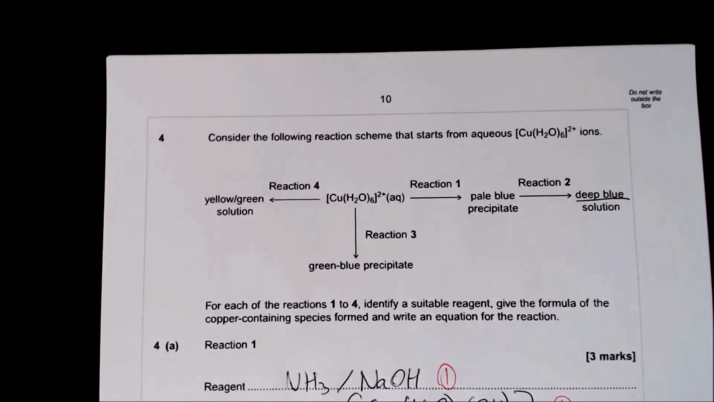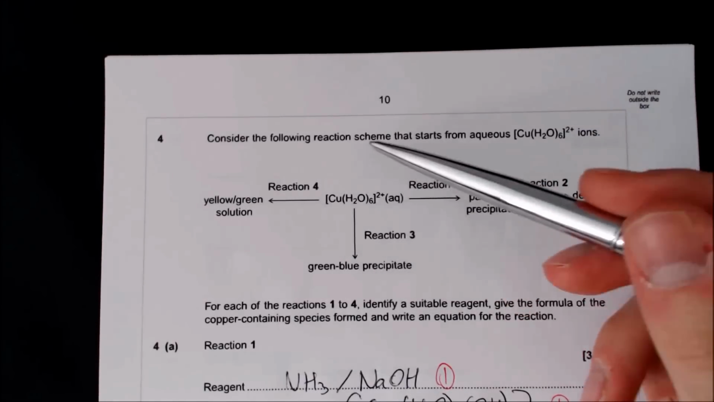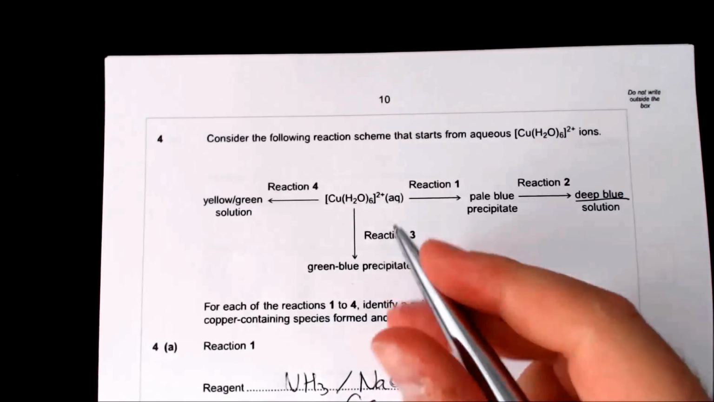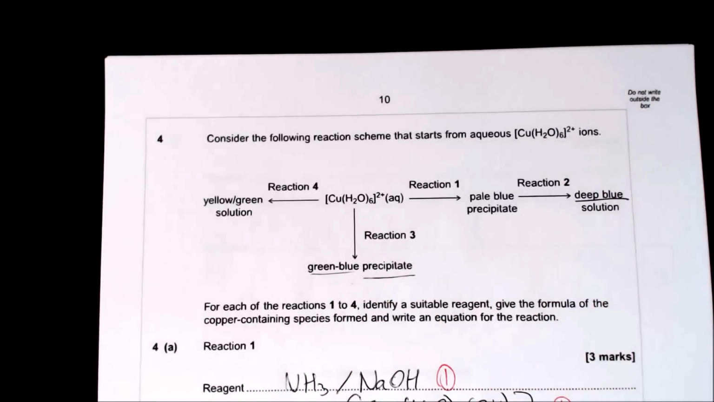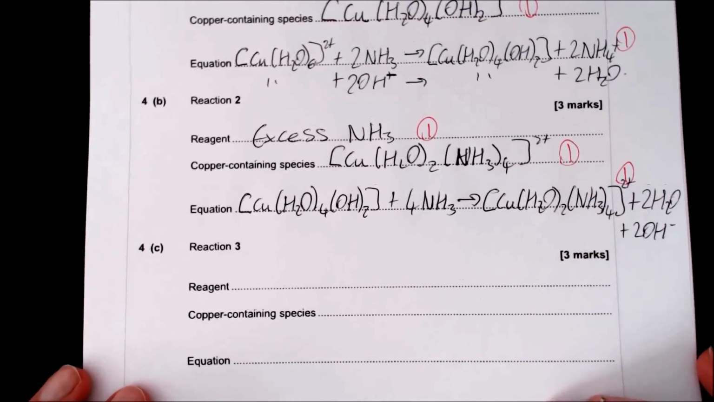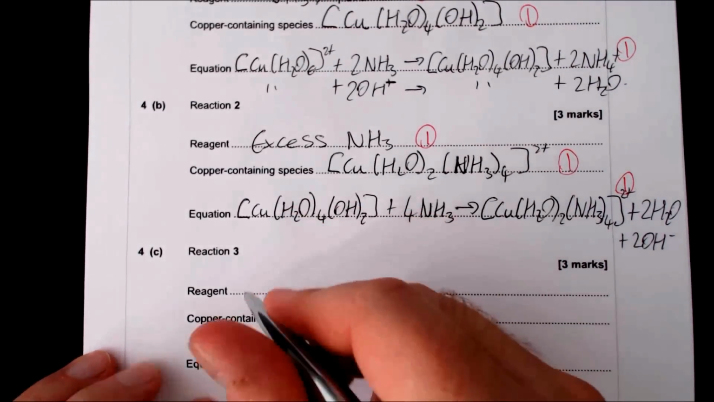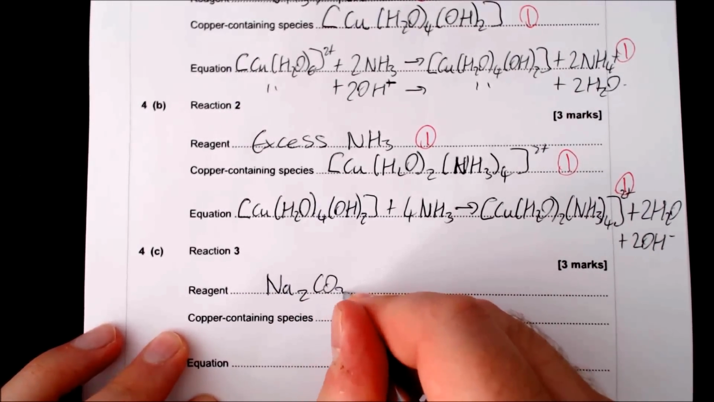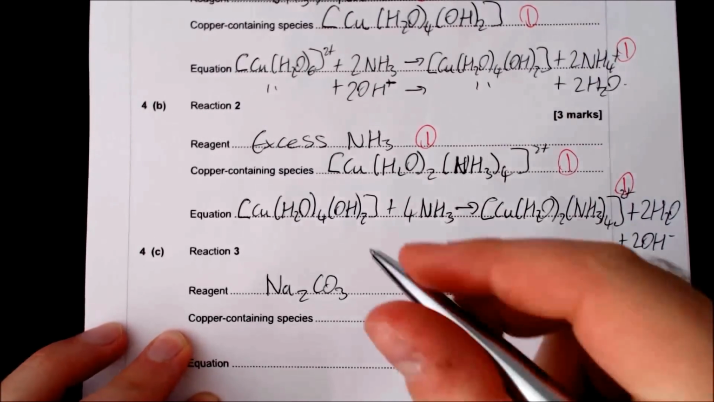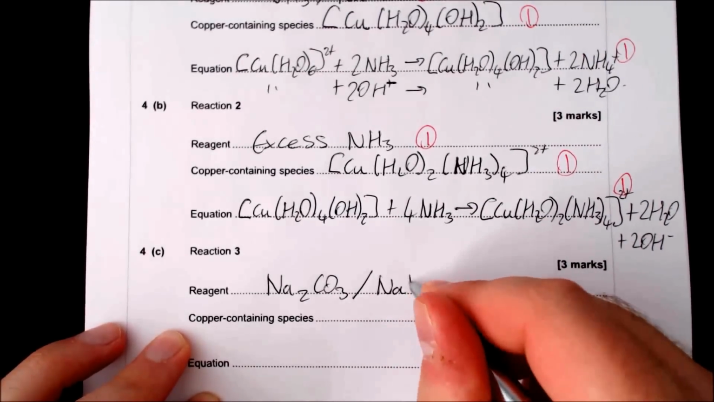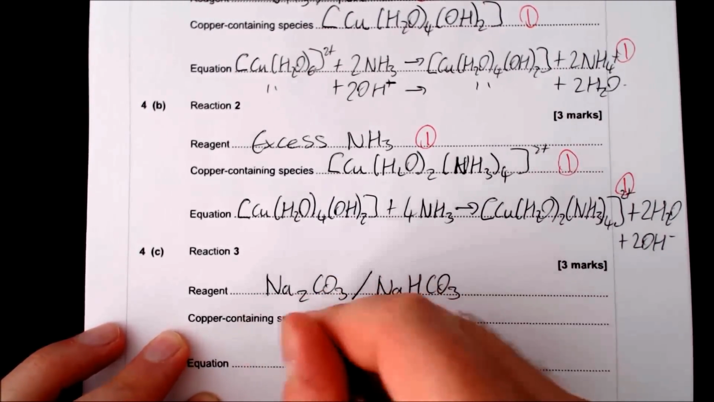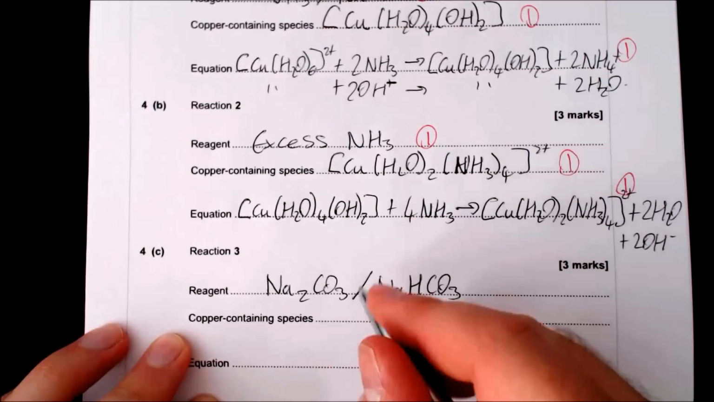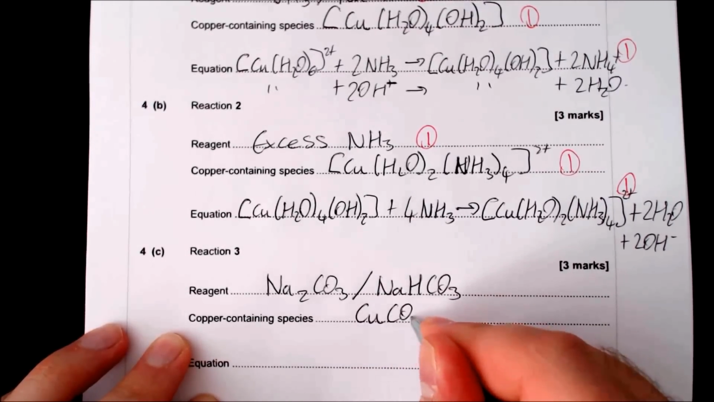So if we go back up to there, reaction 3 says we're going from this, or copper hexa aqua, to form a green-blue precipitate. The precipitate is really important, and green-blue, if you know your colours, you should realise that actually the reagent we're using here is a carbonate. So any metal carbonate will do really. Sodium carbonate is the common one. You could use sodium hydrogen carbonate, anything like that, but this is probably the main one, so I'll stick with that. And the copper-containing species is actually copper carbonate.